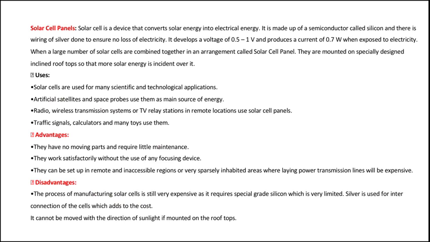Solar cell is basically a device which converts solar energy into electrical energy. It develops a voltage of 0.5 to 1.5 volt and current of 0.7 watt. That is very less, so we have to connect large number of solar cells to produce a solar panel that can produce huge amount of energy, electricity, that can be used accordingly. These solar cells are generally used in transmission of televisions, relay stations, calculators, traffic signals nowadays.